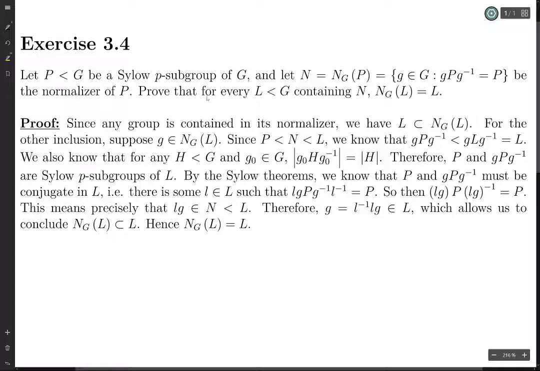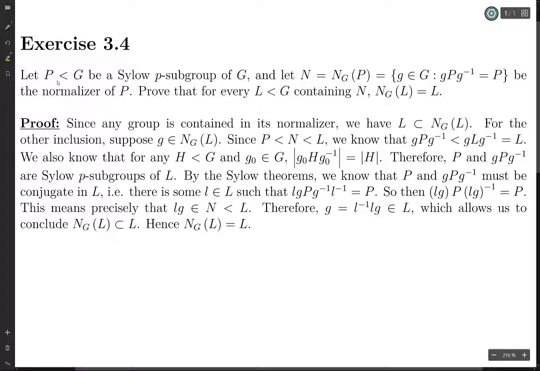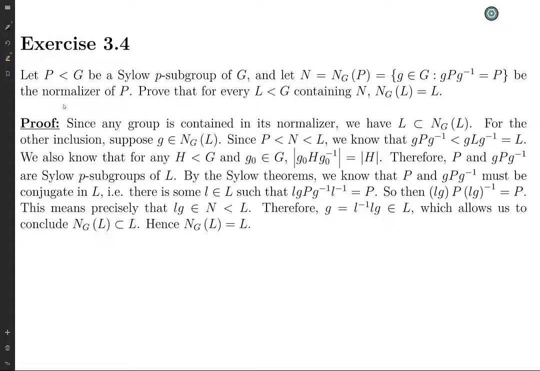And then we prove that for every single subgroup L which is between N and G, so it contains N and is contained in G, well obviously it's contained in G, then the normalizer of that subgroup is precisely the subgroup. Which is kind of interesting because we don't really know anything about P. Well, we know it's a Sylow P subgroup, but we don't know what P it is. But anyways, the Sylow theorems allow us to actually get something out of this problem.